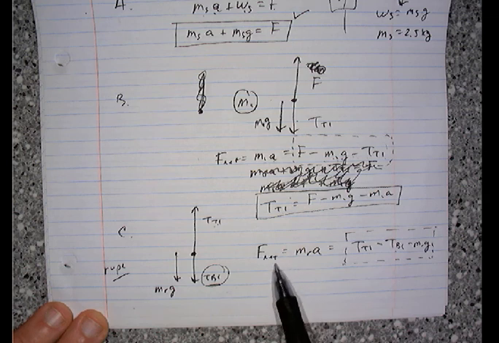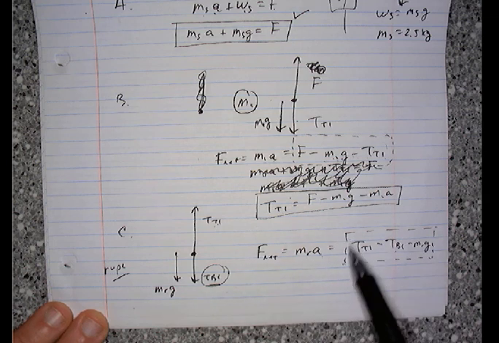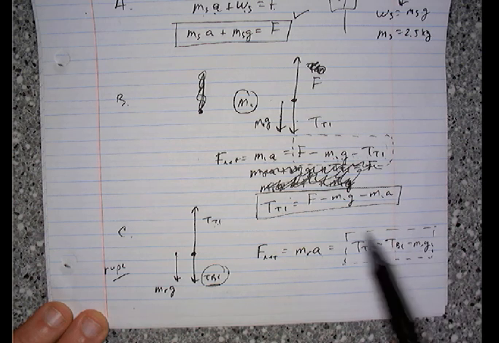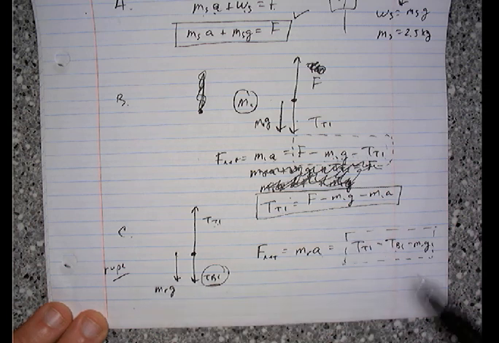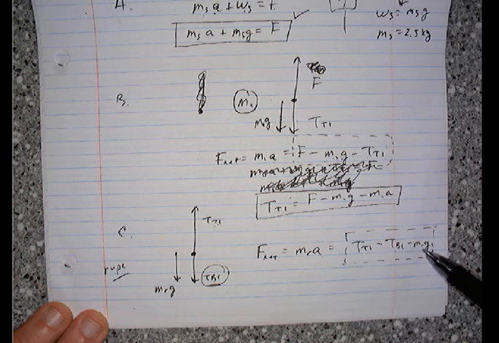Use Newton's second law again, net force, mass of rope times a. And then you again have to supply whatever goes in this box from the free body diagram. Top of tension 1, that's up on the rope, minus the tension at the bottom of 1, and then minus mass of the rope times g.